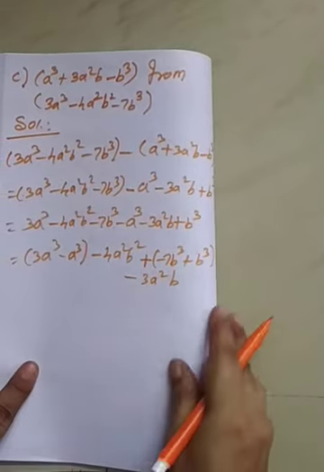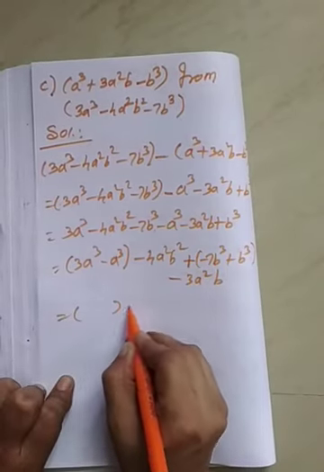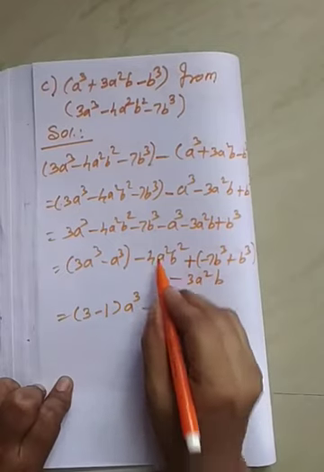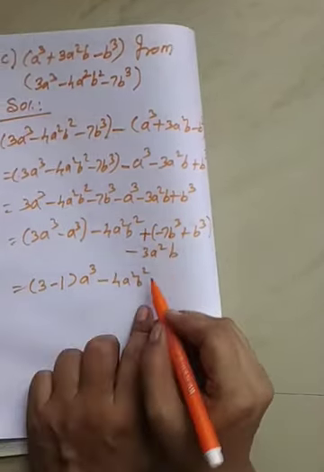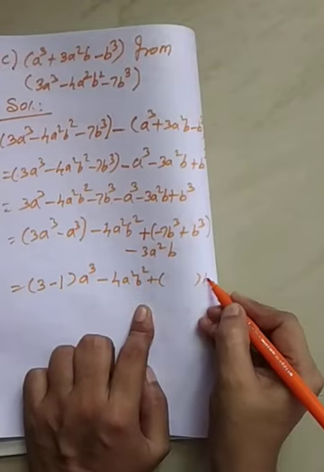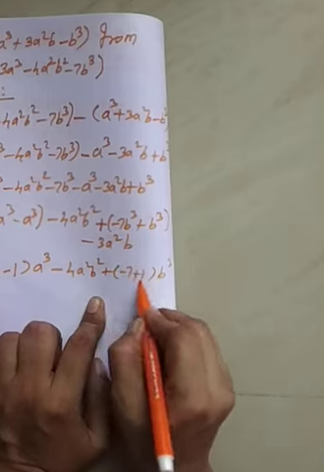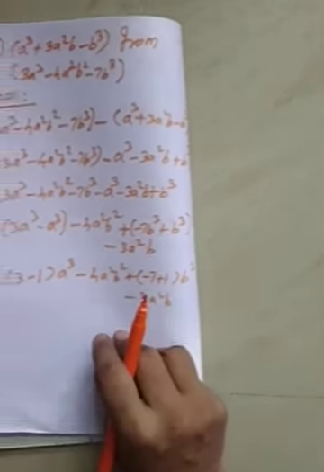Okay. Now you have to simplify in this one, you will get the result. Here a cube is the common. What is the remaining? 3 minus 1. After that write minus 4a squared b squared. Here b cube is common. Write the remaining value. What is that? Minus 7 plus 1. Then minus 3a squared b.